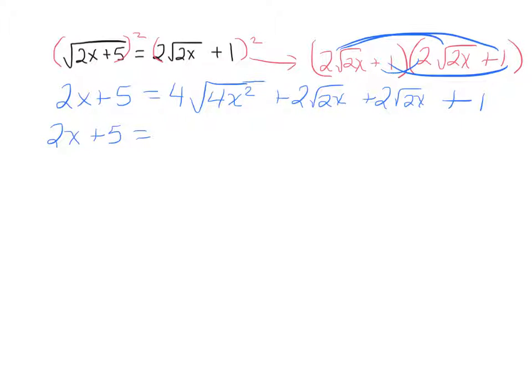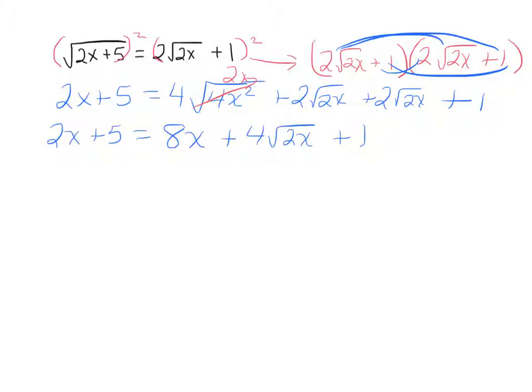This 4 root 4x squared is actually equal to, well, this part here is the same as 2x, right? So that's 8x. I just took the square root of 4x squared. Square root of 4x squared is 2x. So multiply by 4, 8x. These next 2 terms I can combine, so that's 4 root 2x, and then plus 1.